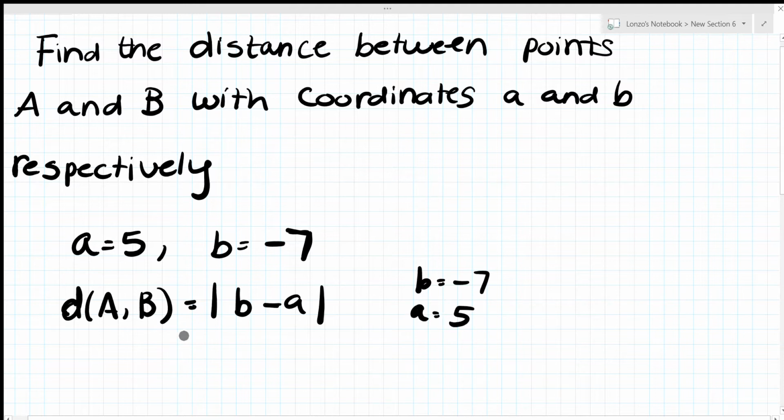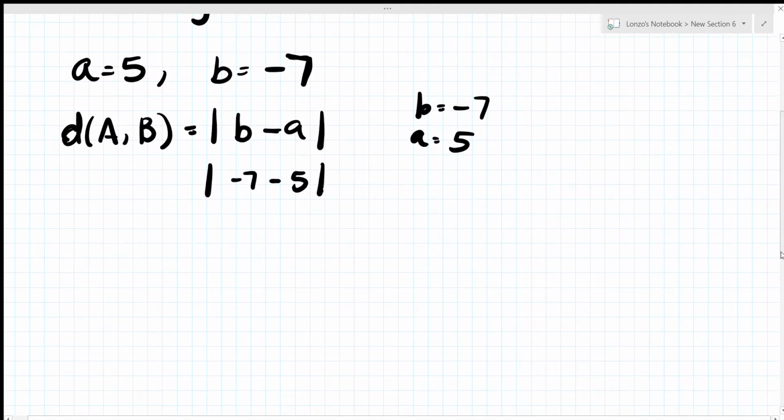Let's just put it into that equation. So the absolute value of negative 7 minus 5, absolute value of that. The absolute value of negative 7 minus 5 is the absolute value of negative 12. And we know the absolute value of negative 12 is positive 12. So that's your final answer.